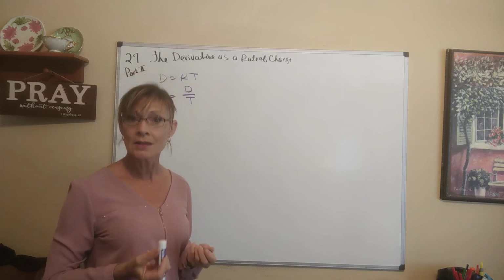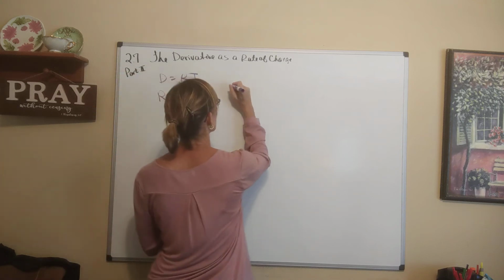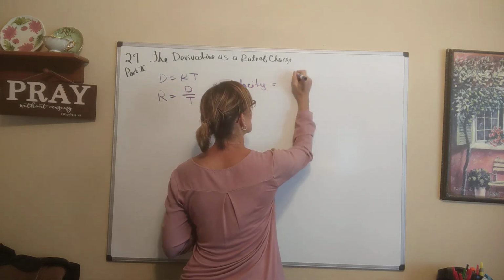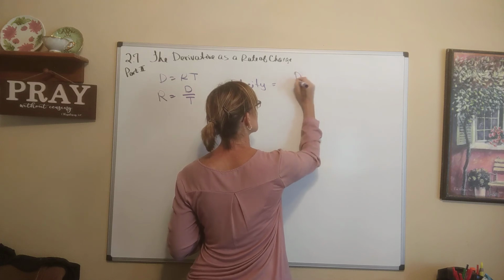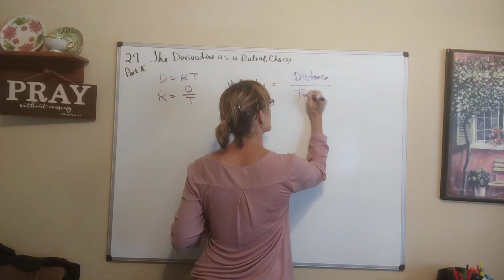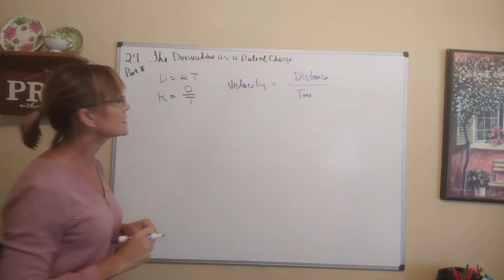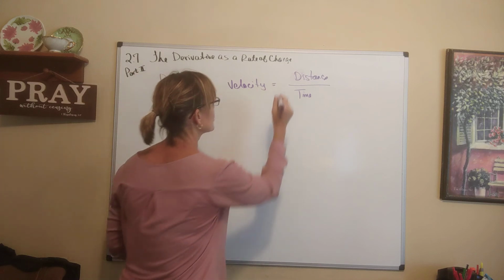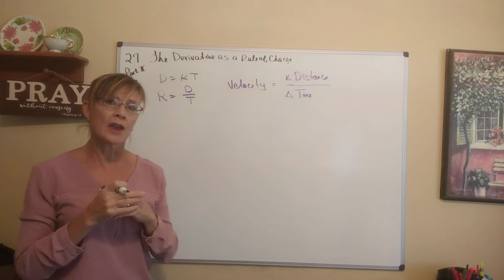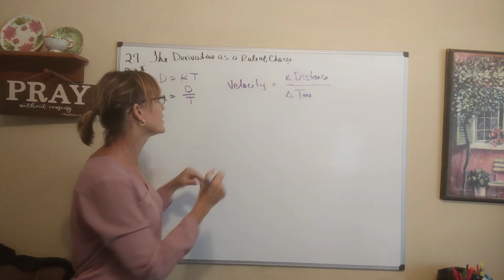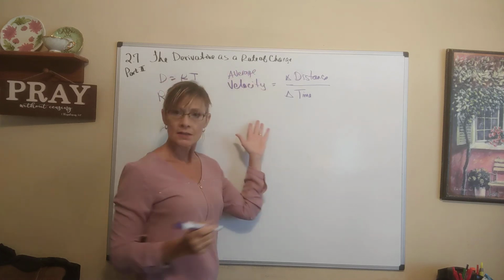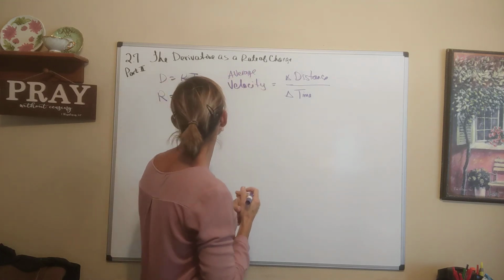Well, then we can talk about rate. We could use the word velocity instead of rate, and we can say, okay, velocity is equal to distance over time, okay? Or basically the change in distance over the change in time, how much distance you traveled over how much time it took. That's the average velocity, okay?